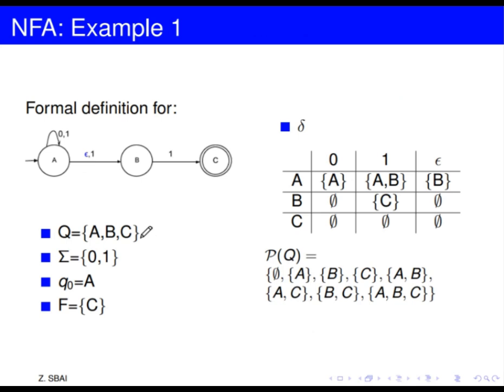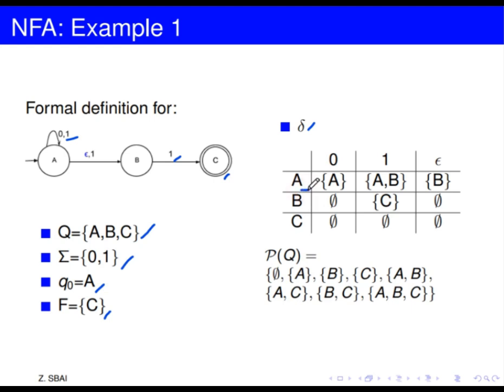Let's take an example. For this machine, the set of states is A, B, and C. The alphabet is composed of the symbols 0 and 1. The initial state Q0 is the state A. The only final state here is C, so F equals the set containing the state C. For the transition function, we may draw a table that recapitulates all the transition function here.